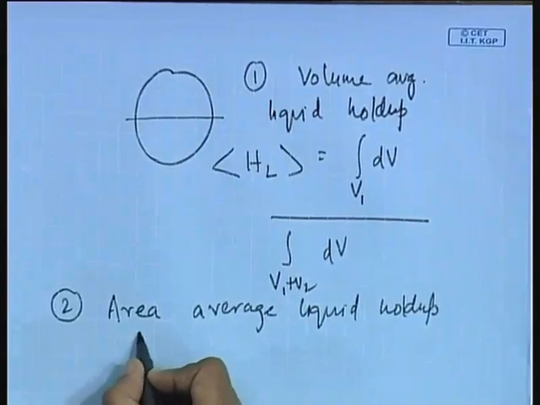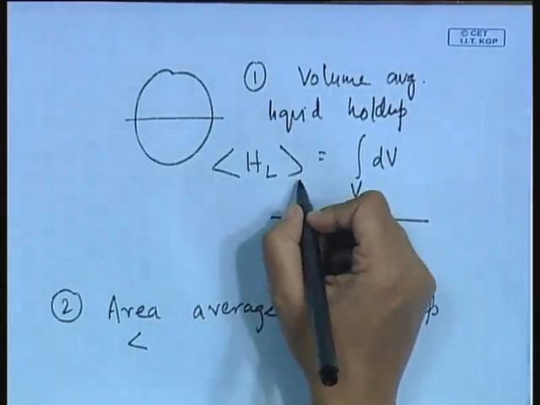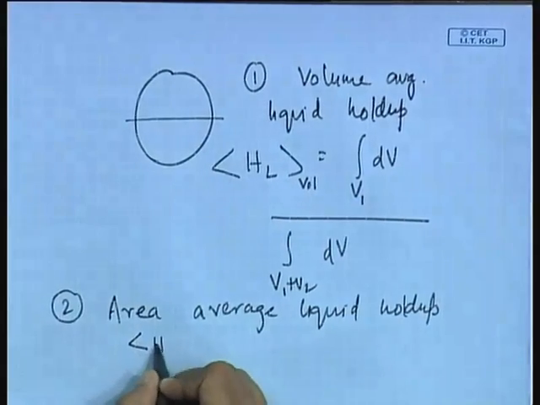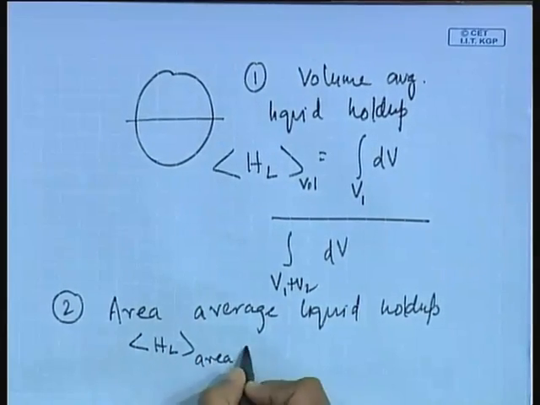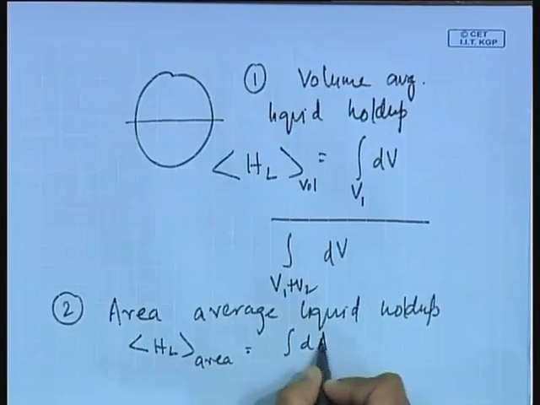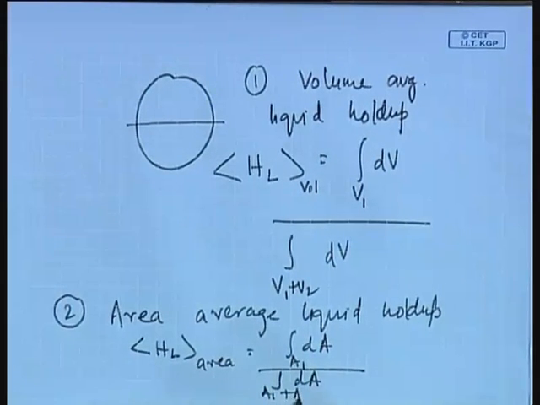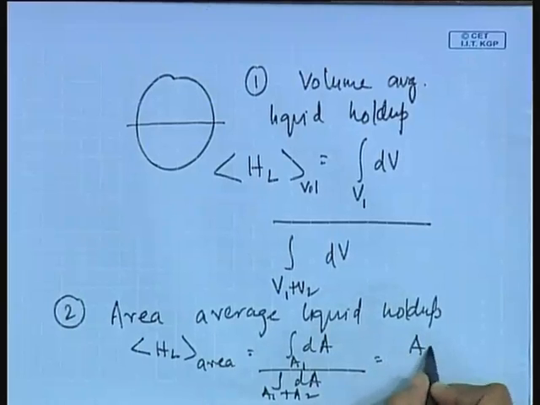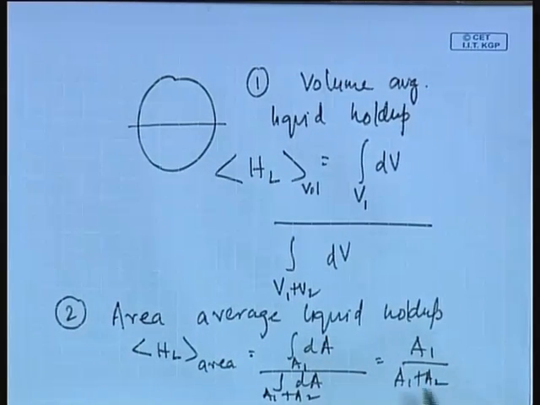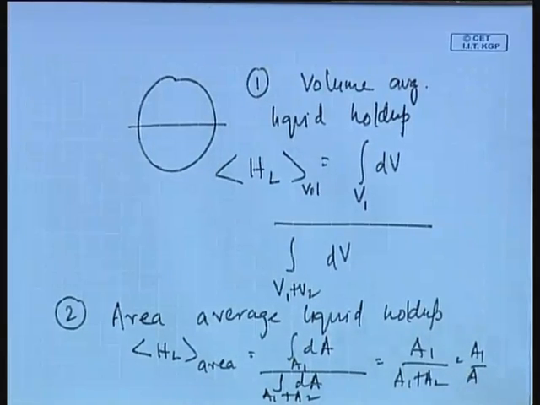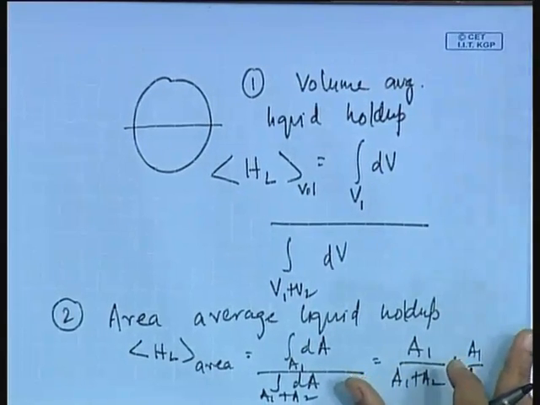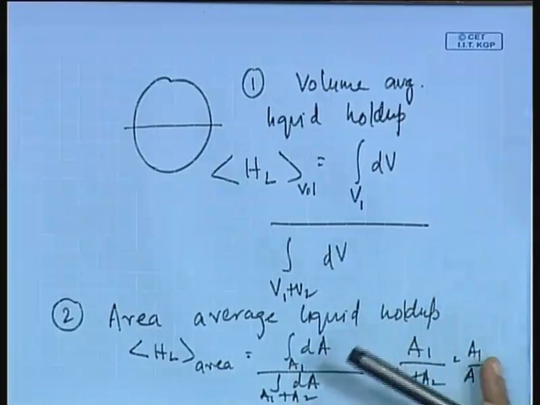So, we can measure either of them and use it for expressing the in situ volume fraction. This is better written as volume, and this can be written as area, and the mathematical expression is equal to integral dA A1 by integral dA A1 plus A2, or in other words this is nothing but A1 by A1 plus A2, which is simply the cross sectional area. So, we would first try to measure either the volume average or the area average.